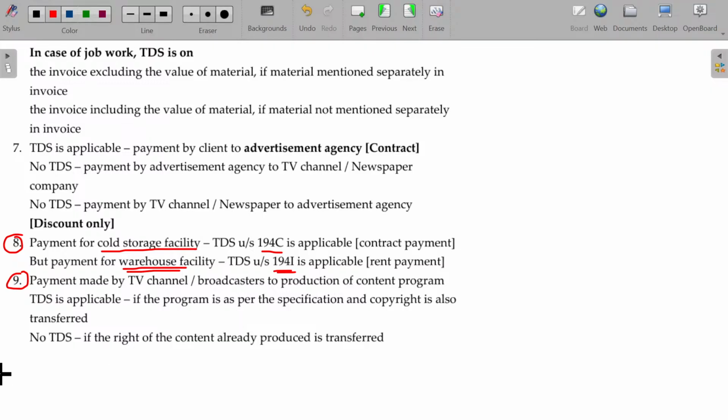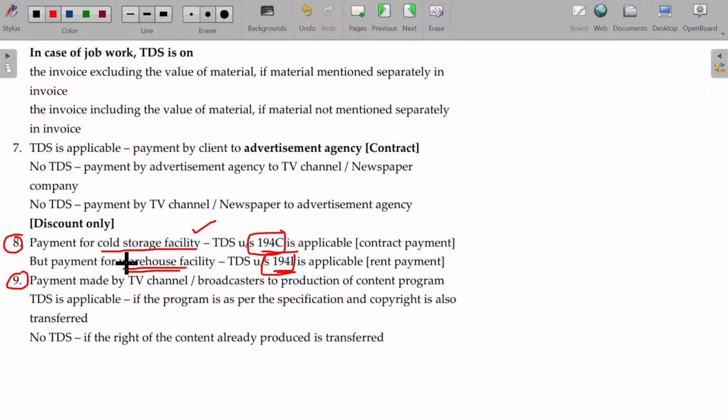Say I have a cold storage facility. Customers come and keep their items to be preserved in a controlled temperature. I may charge a small amount. Then this will come under 194C, contract payment. If I have a warehouse and let it out for storing material, then it will come under letting out of premises, so that will fall under 194I. Cold storage facility falls under 194C. A general warehouse facility will fall under 194I.